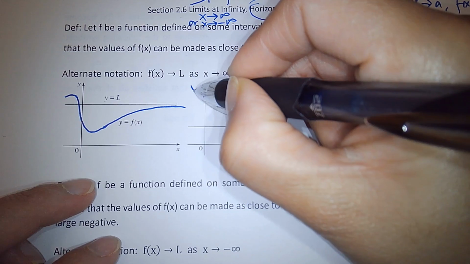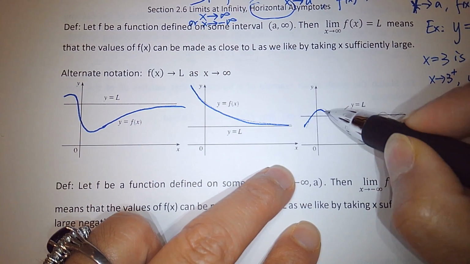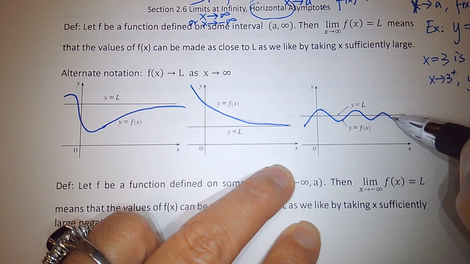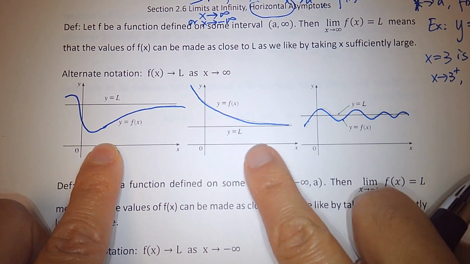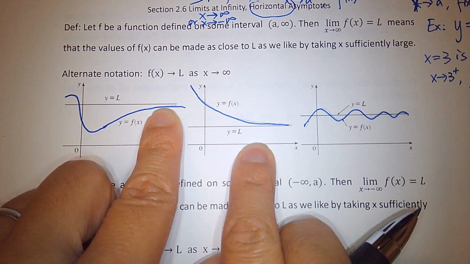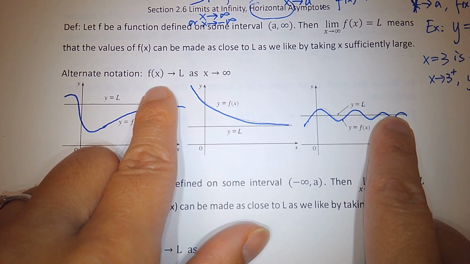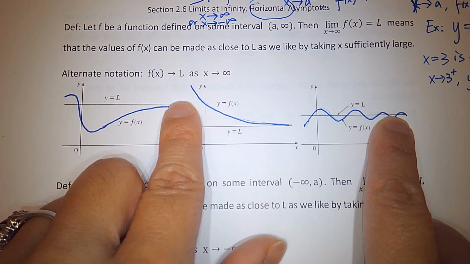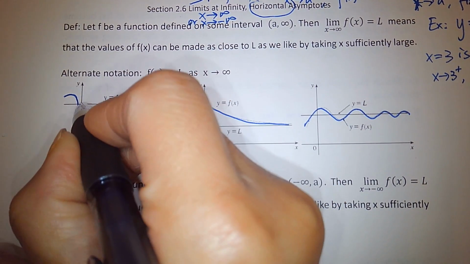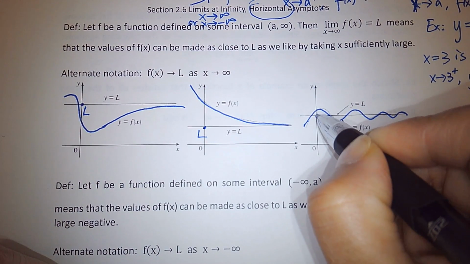Okay, this is the second one. This is the third curve. Any one of these curves tells us, when x goes to positive infinity, what the y value approaches: the limit L. Because this is an L value, this is L, and this is L.